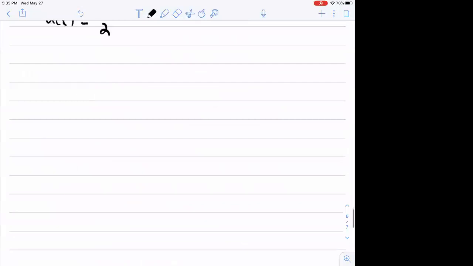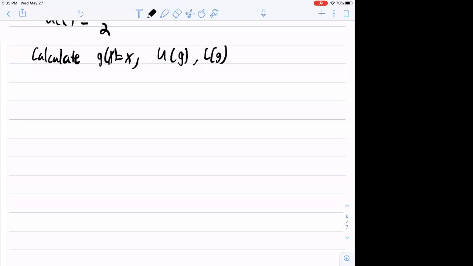So let's change the question. Let's calculate g of x equals x, and let's calculate U of g and L of g. Obviously, this is b squared over 2, but let's just do it. So U of g is the exact same thing, right? Because basically take the partition 0, 1 over n, 2 over n, all the way to bn over n. So what do we get? It's the exact same thing.